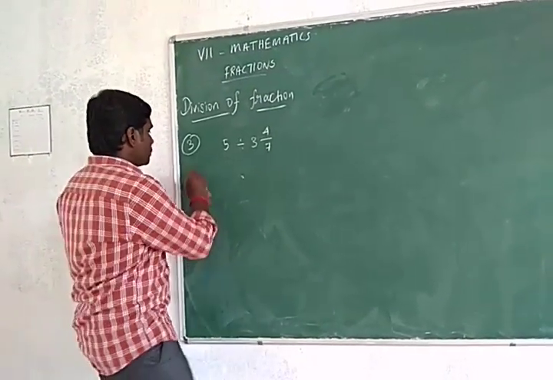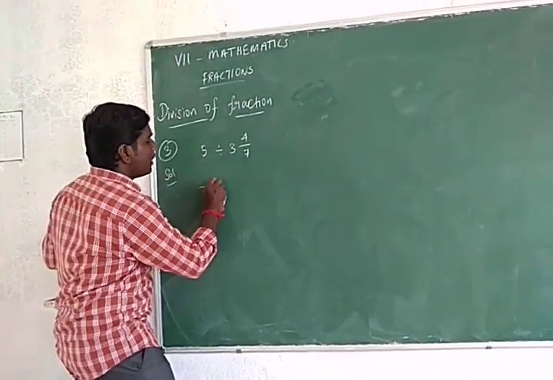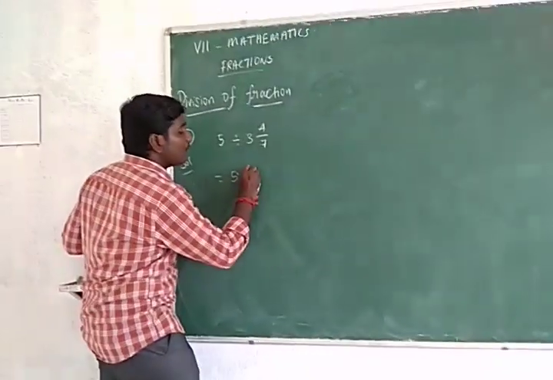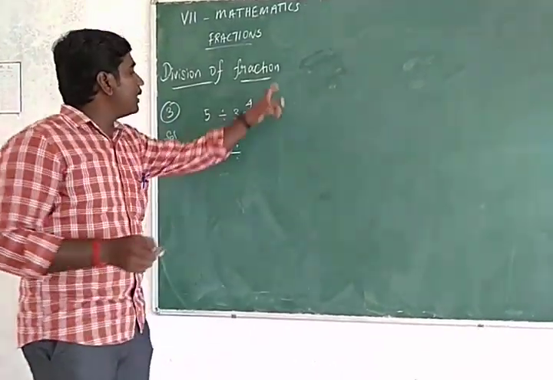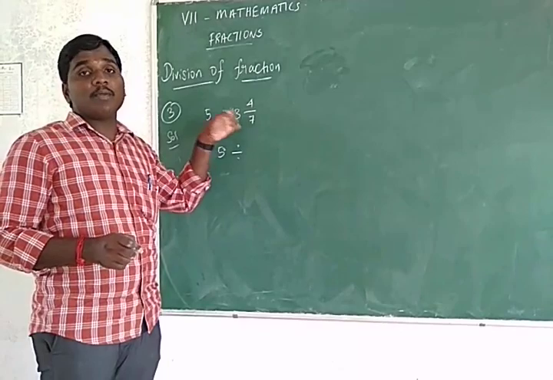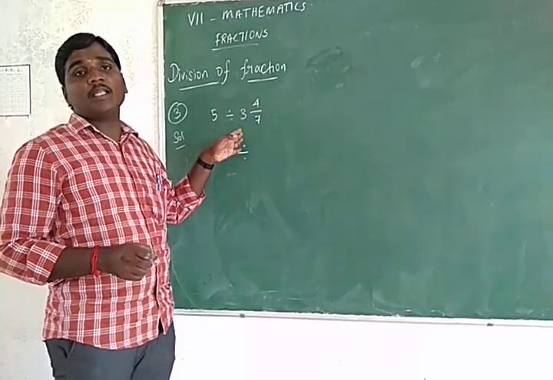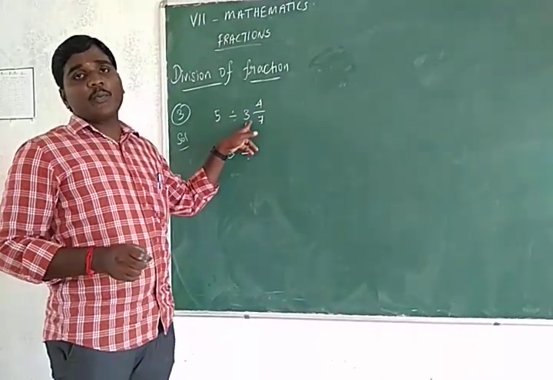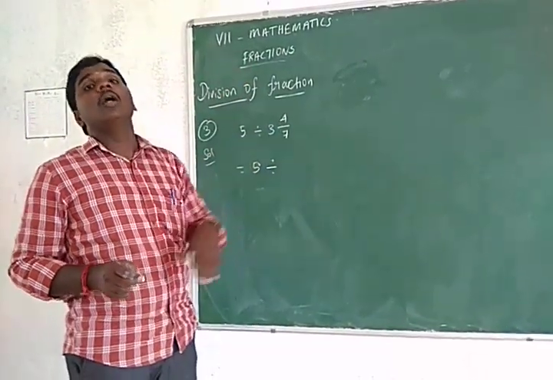Okay, right. First solution. Don't write it as a multiplication symbol. Why? Because we cannot find the reciprocal of a mixed fraction. So the mixed fraction we want to convert to improper.